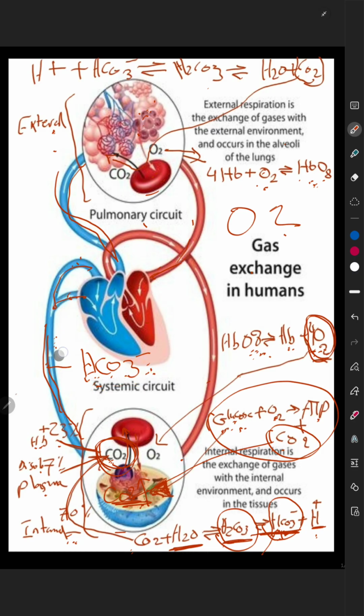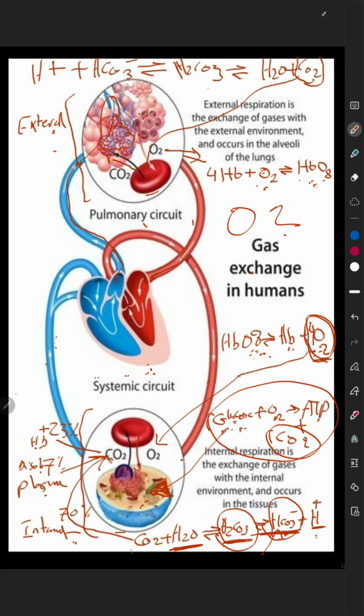Now this deoxygenated blood will travel, as we said before, from the body cell to the capillary, then through the veins, the superior and inferior vena cava. It returns to the right atrium, then to the right ventricle. From the right ventricle, it will be pumped through the pulmonary artery to go to the lung. But before the lung, we said from the pulmonary artery, it goes to the pulmonary arteriole, then to the capillary.